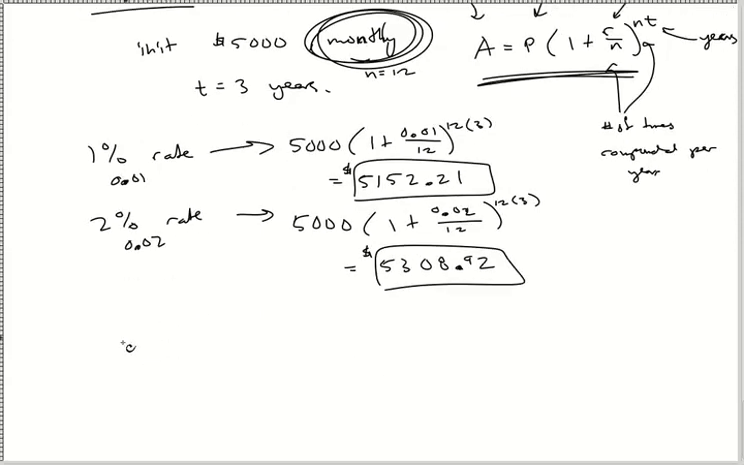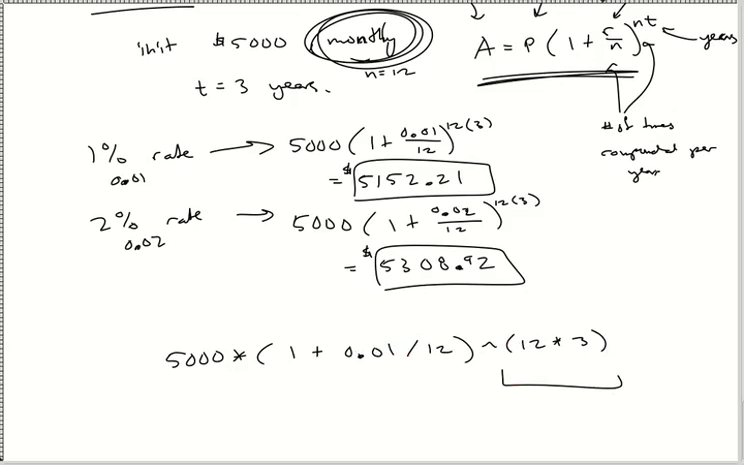Type whatever you're seeing here straight up, and you're good to go. But if you have an older one, like I have an older one here, like a TI-83 or something like that, what it looks like is 5,000 times 1 plus the 0.01 divided by the 12, close, power, open, 12 times 3, close. Notice that I'm keeping that entire power in parentheses. Another suggestion is that you could just simply say 12 times 3 is 36, and so the same thing, power 36, and it's much easier to type.